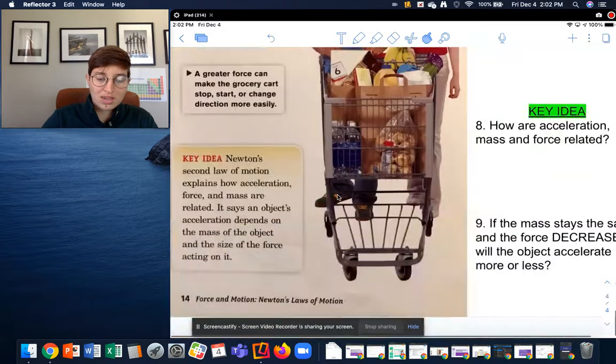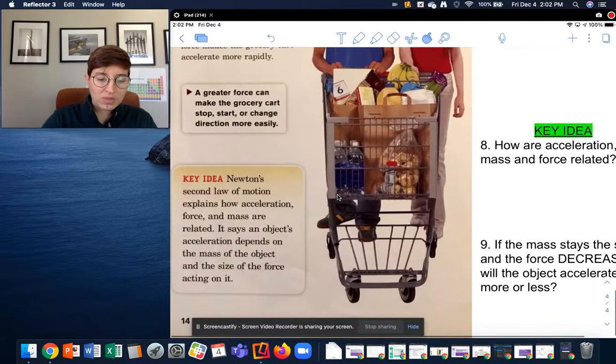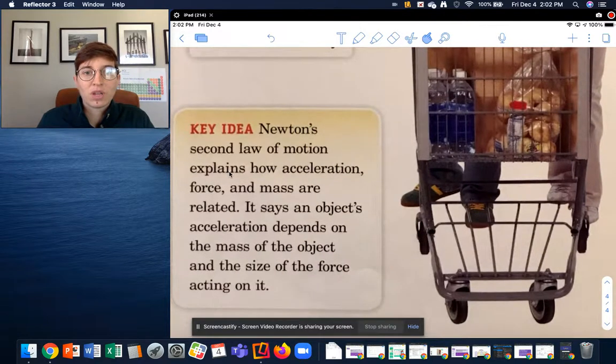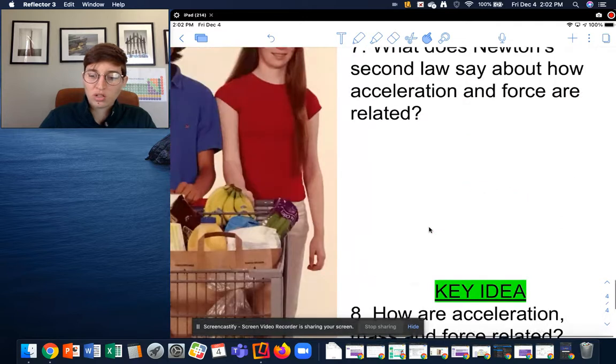So here we have a key idea. Newton's second law of motion explains how acceleration, force, and mass are related. It says an object's acceleration depends on the mass of the object and the size of the force acting on it, or the strength of the force acting on it. Okay, let's see our last few questions.